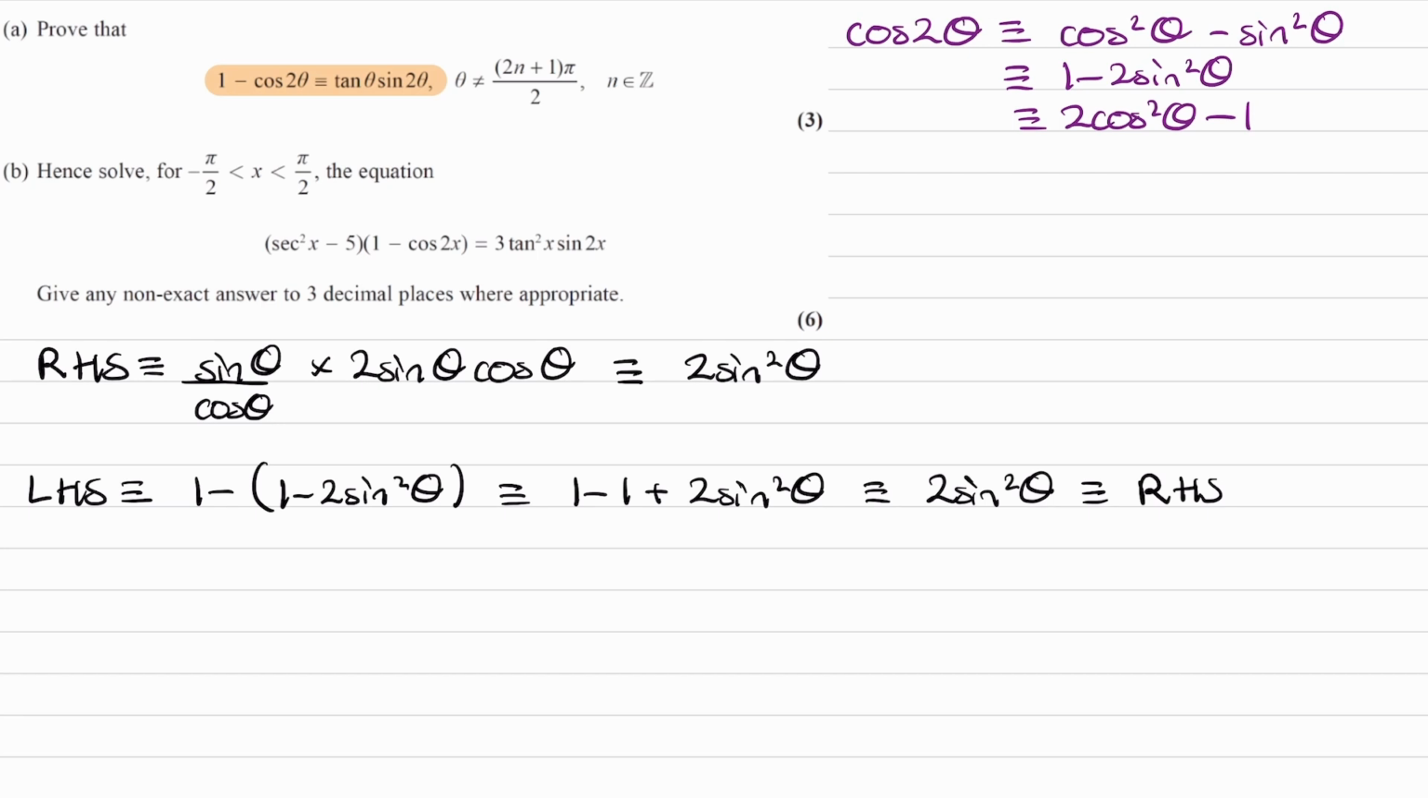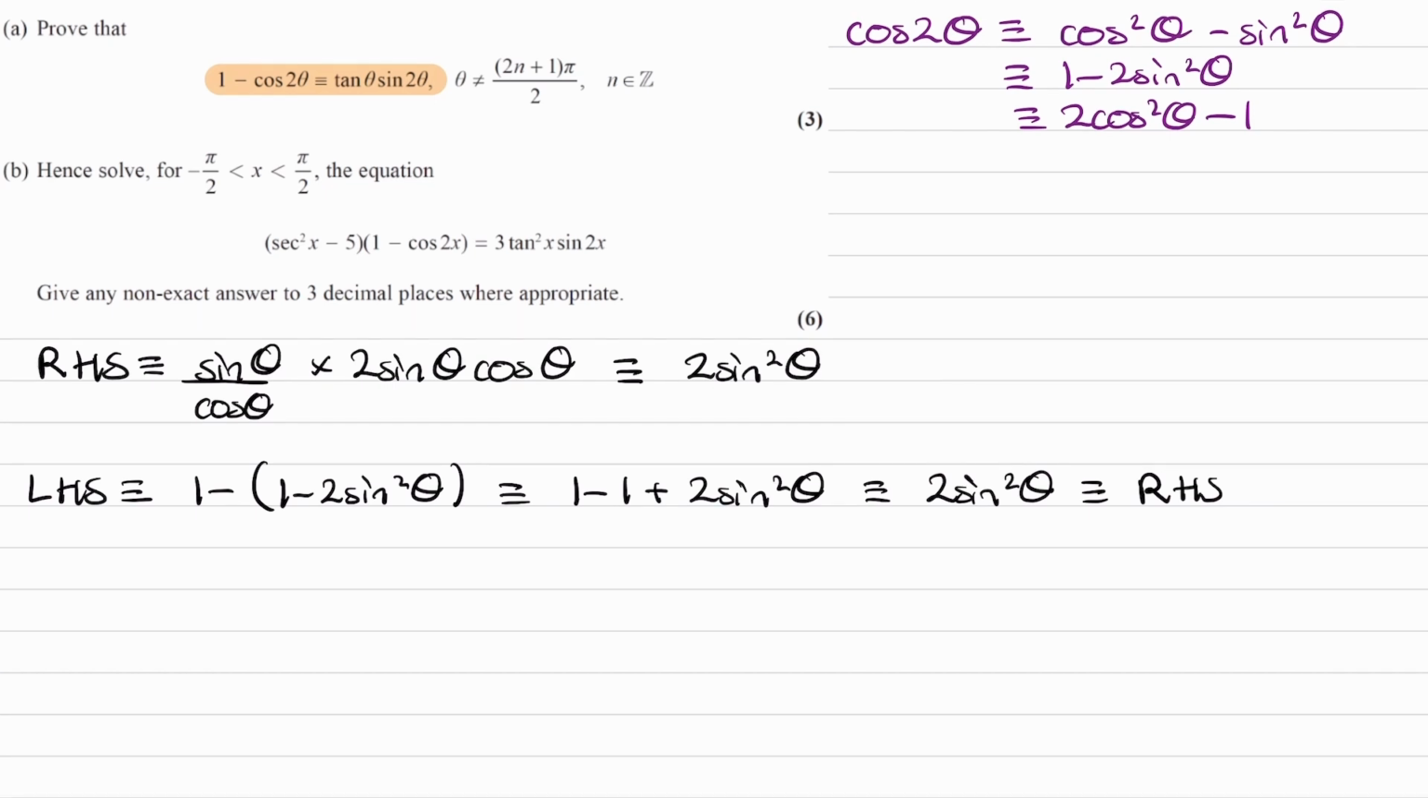So bear in mind for proof questions, you can either start with the left-hand side and show it equals the right-hand side, or vice versa, so start with the right-hand side and show it equals the left-hand side, or you can do what I've done here, where you work on both sides simultaneously, and in the end, show that we end up with the same thing. You just want to make it very clear which side you're manipulating. So I started with the right-hand side, and then worked on the left-hand side, and showed it equaled the right-hand side.